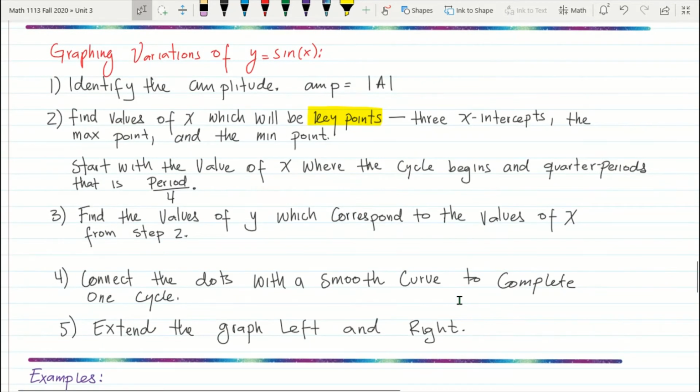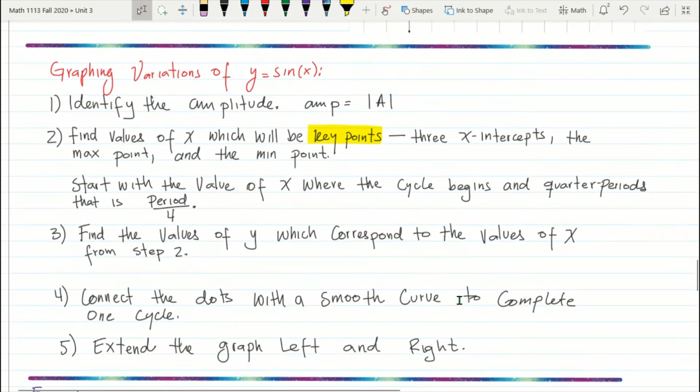Here's a guide to what you should look for whenever you're graphing a variation of the function. First thing you want to do is identify the amplitude. So the amplitude is the absolute value of the value a. Whatever the value a is, you take the absolute value of it, whether it's positive or negative, and you're going to get the amplitude.